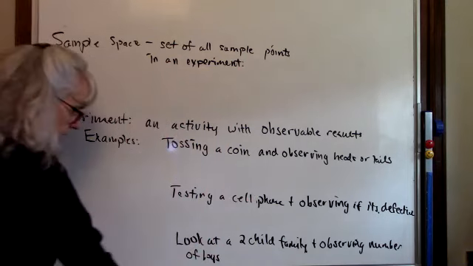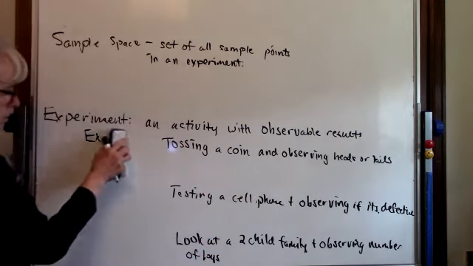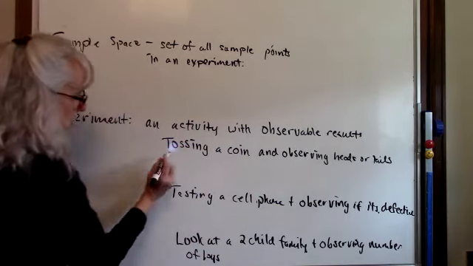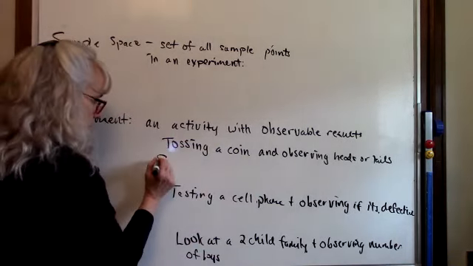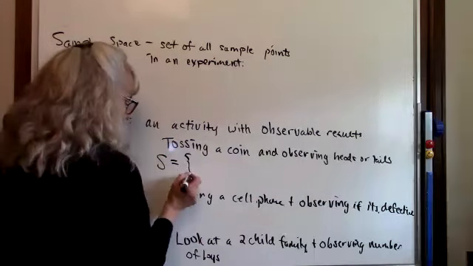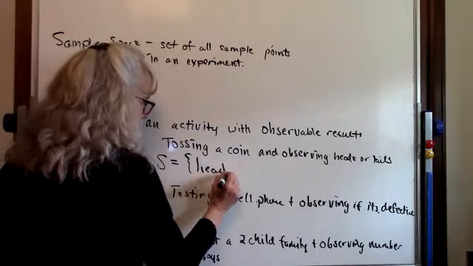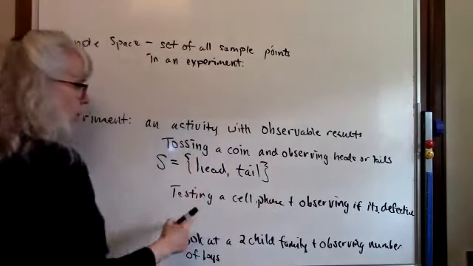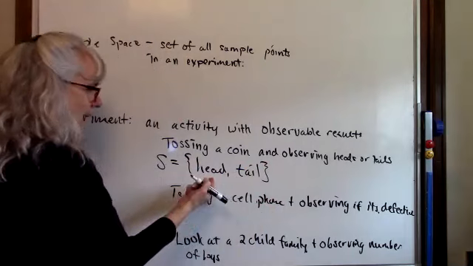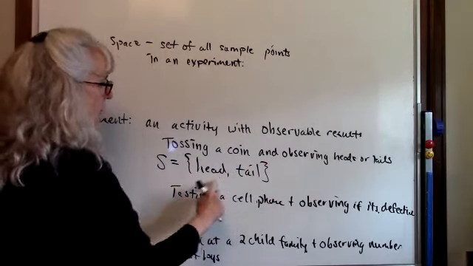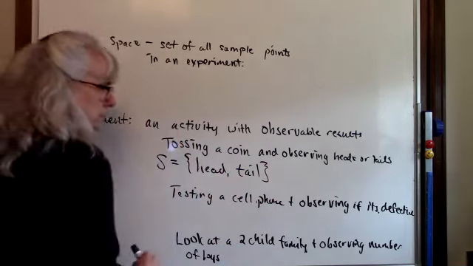So I'm going to come back down to the examples that we listed for the experiment and actually list the sample space. I'm going to call it S for sample space. The sample space when you toss a coin would either be a head or a tail. And that's it. Now the head is considered to be a sample point. The tail is a sample point. Together, they make up the sample space.